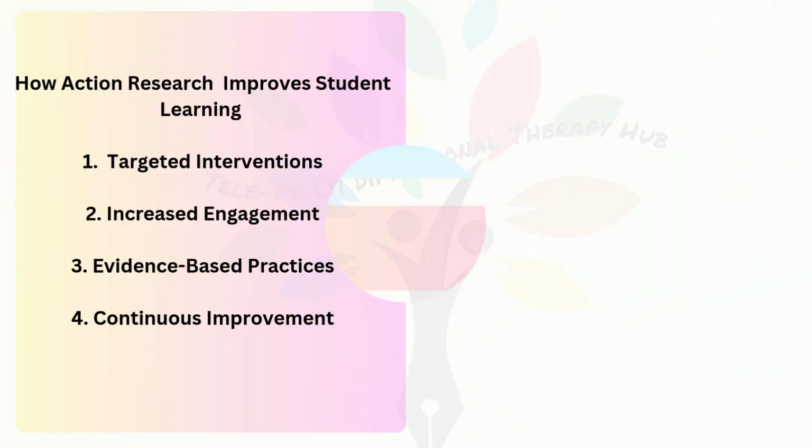Now let's see how action research improves student learning. It improves student learning by targeted intervention. Intervention can be the lessons or the IEPs made for the children or the normal curriculum. Number 2, increased engagement. 3 is continuous improvement. See, action research improves student learning in several ways. The first one is targeted intervention. That means the teacher identifies specific problems or areas where students need help and focuses on addressing those issues directly, leading to more effective support.